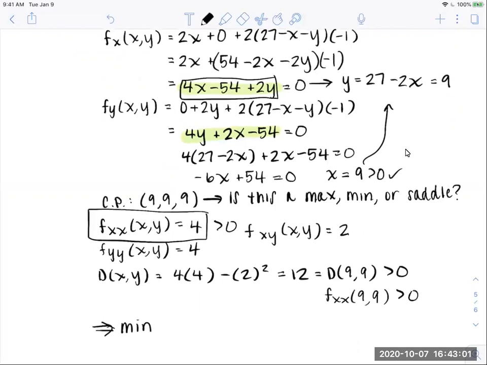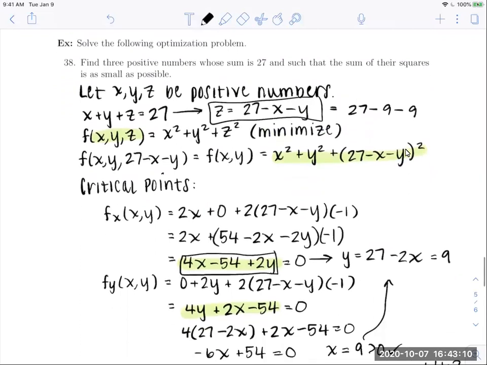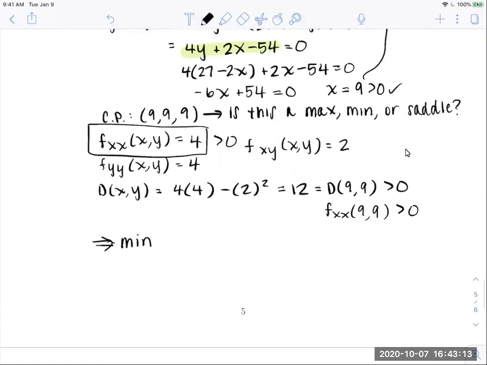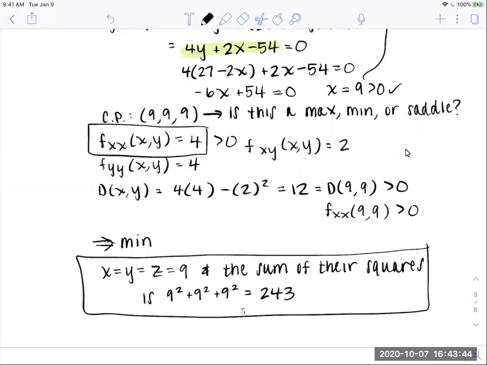So let's look back up at the statement of the problem. What are we looking for? Find three positive numbers whose sum is 27 and such that the sum of their squares is as small as possible. So what we have is x equals y equals z equals 9. Those are the three numbers. And the sum of their squares is 9 squared plus 9 squared plus 9 squared. 81 plus 81 plus 81 is 243. So here's our final answer.